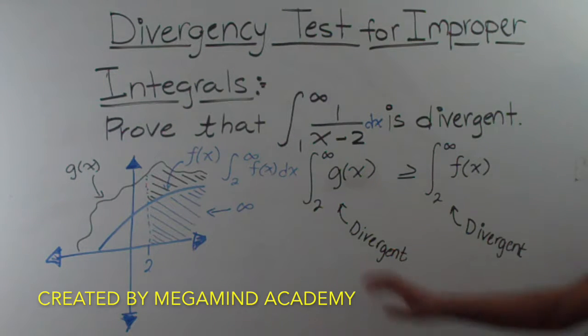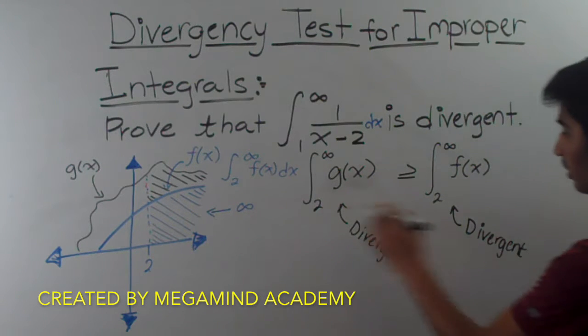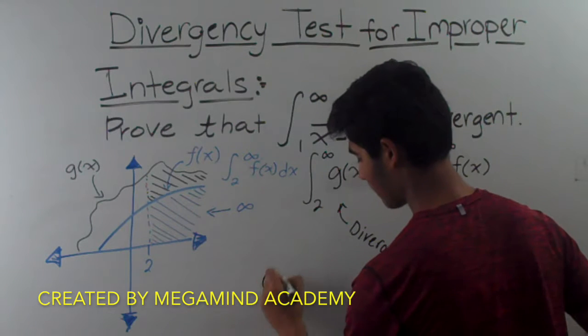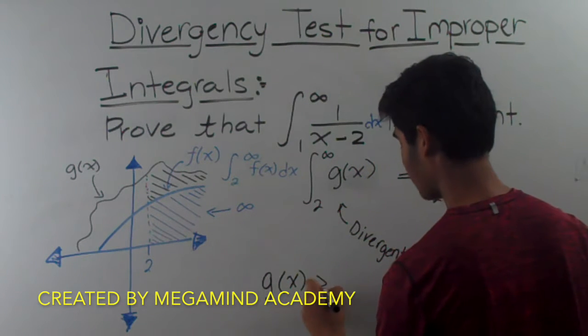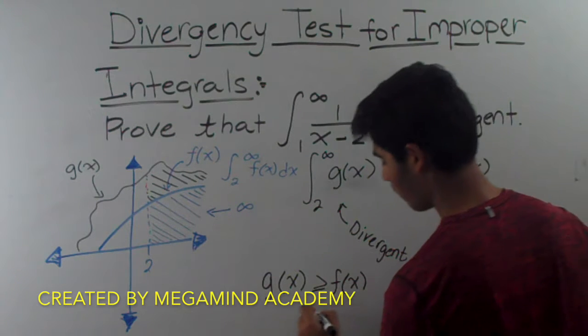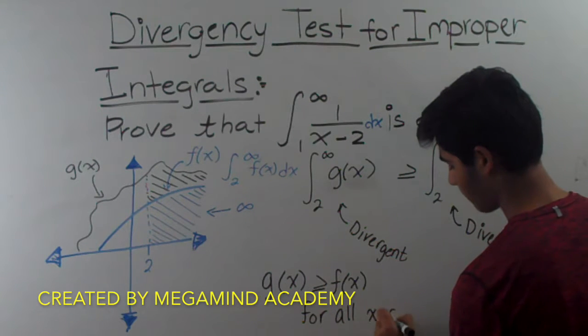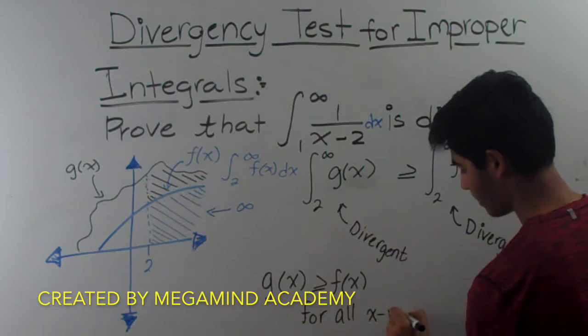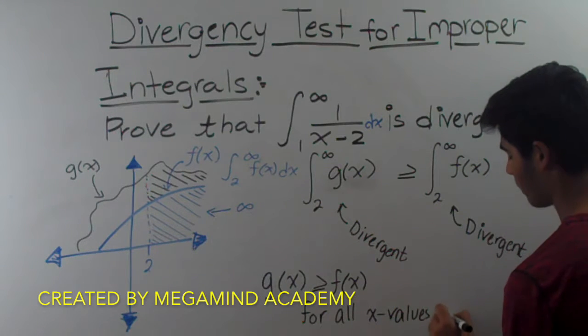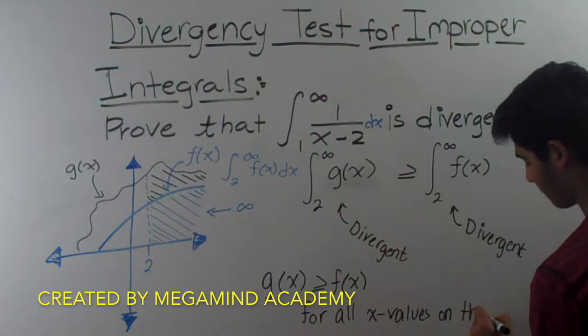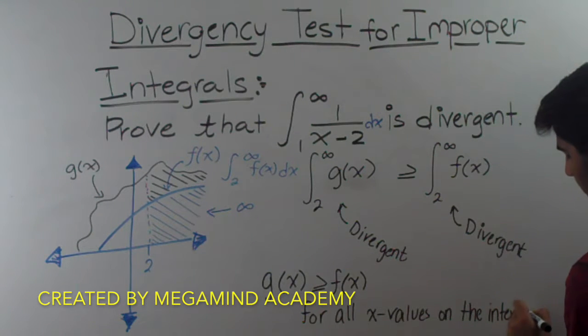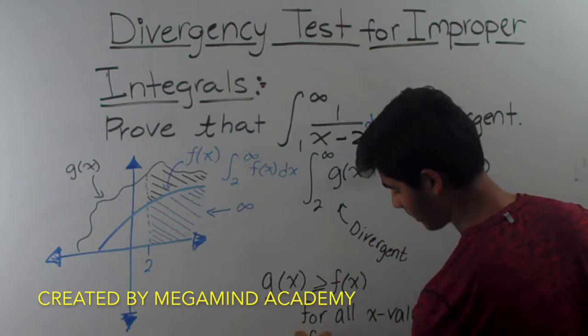So one thing to clear up is that we're not saying that the integral is greater than the other integral, although it has to be greater than the other integral. And the reason why this has to be greater than the other integral is the condition that we want to set. So this only works when g of x is greater than or equal to f of x for all x values, so for all x values on the interval of the integral.